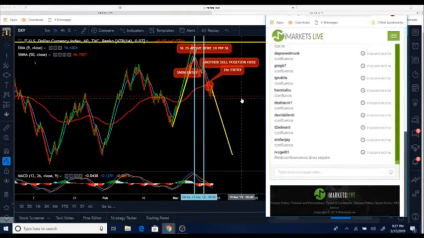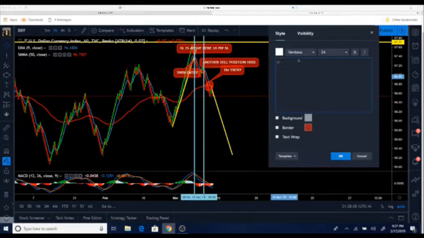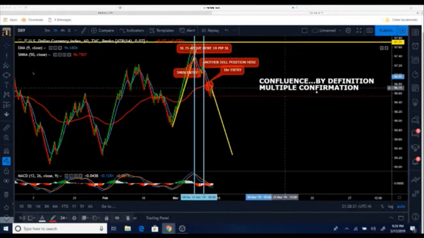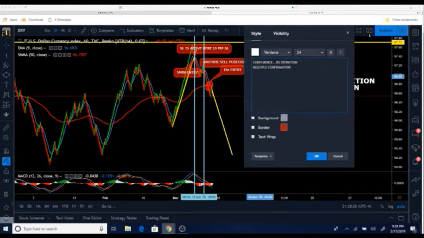Confluence. For those who don't know what confluence is, by definition, it's multiple confirmation. So what I'm showing you here, guys, is how to gain confidence in your trades.